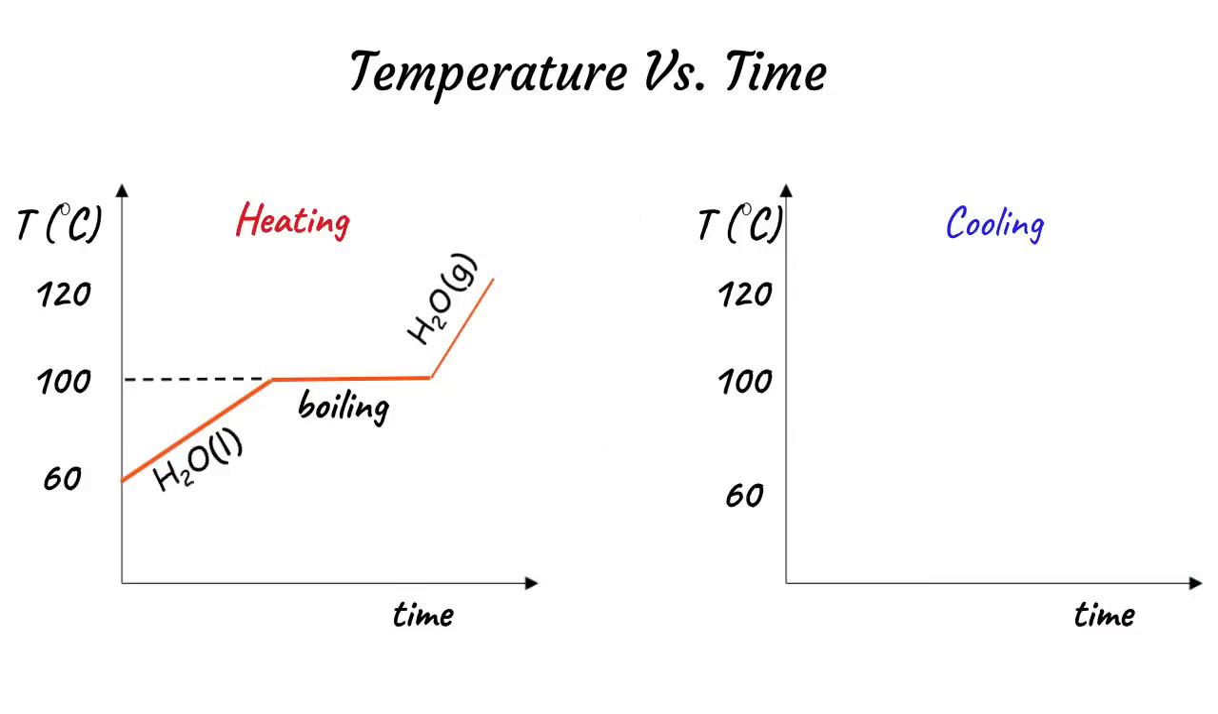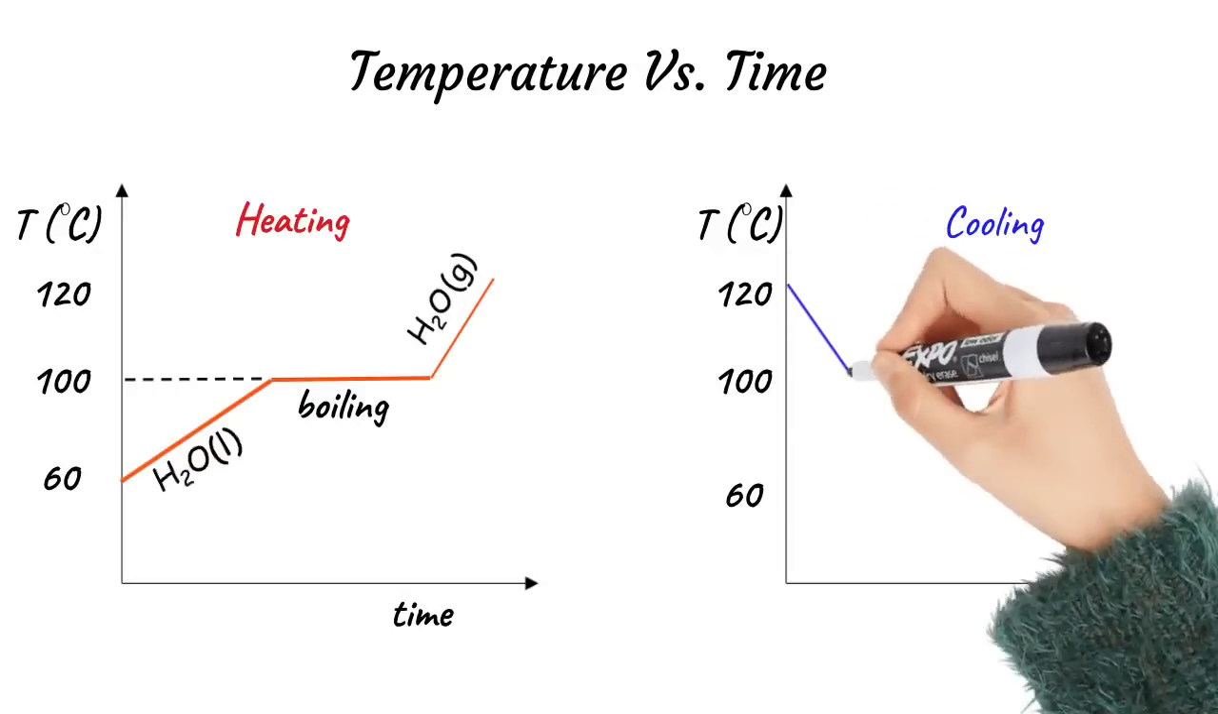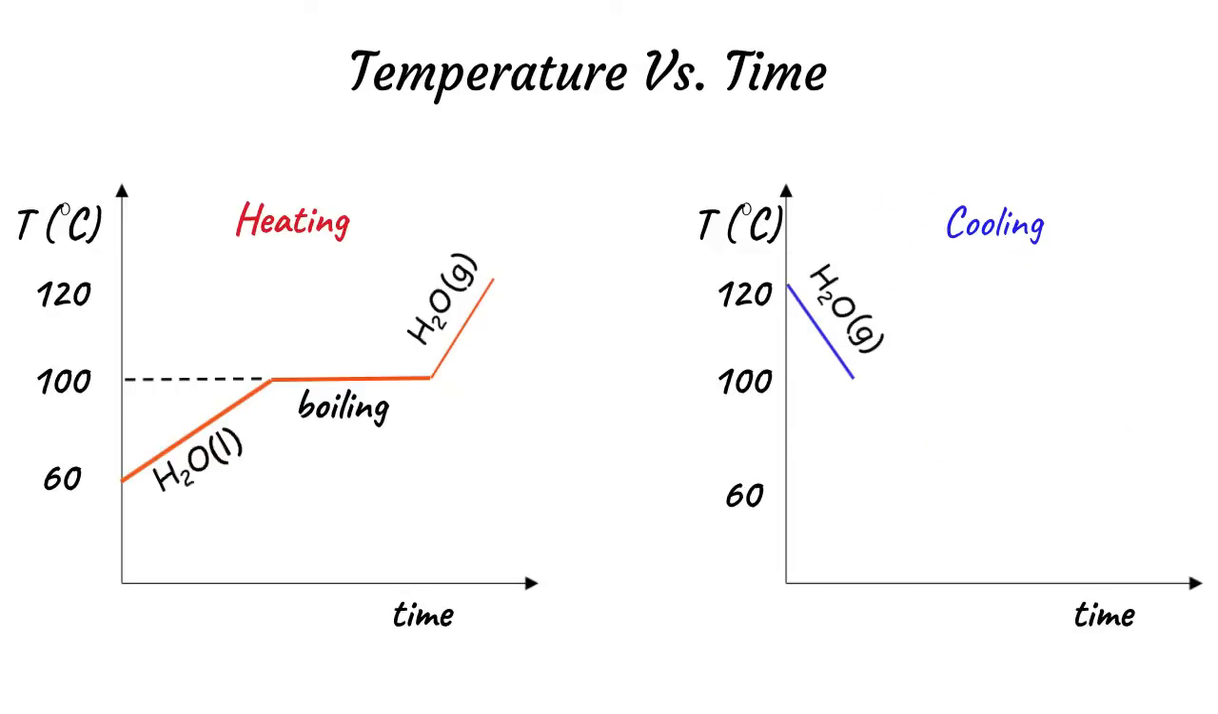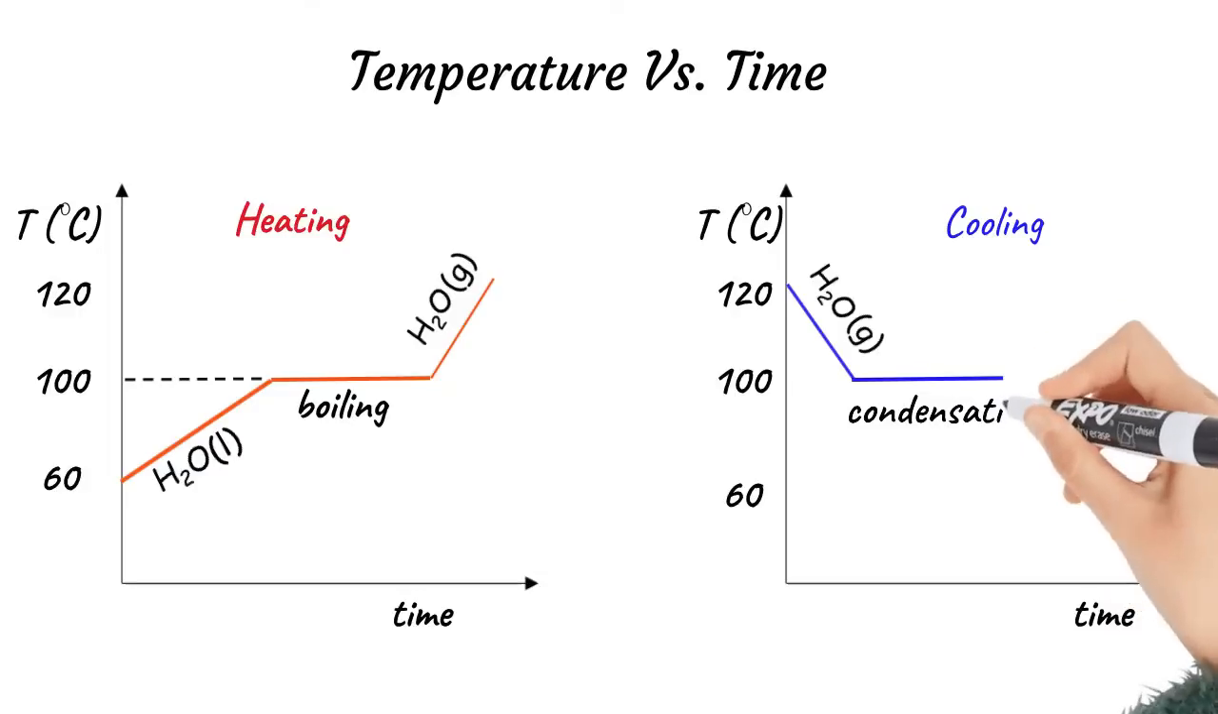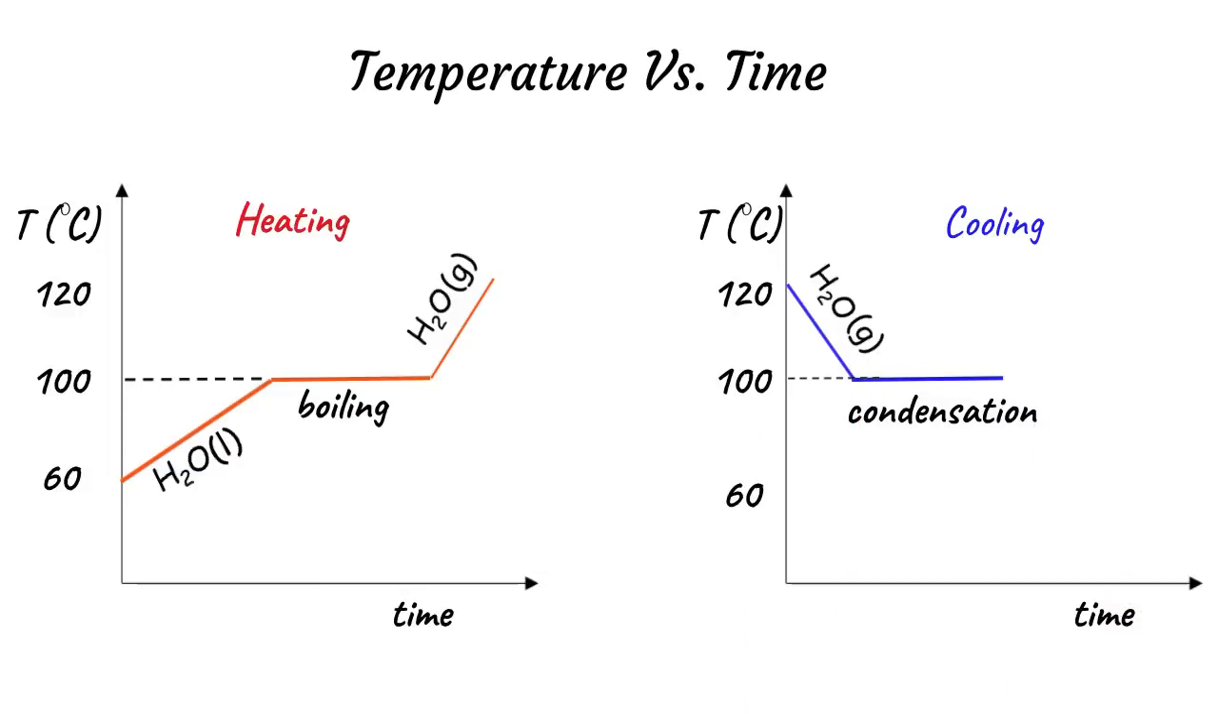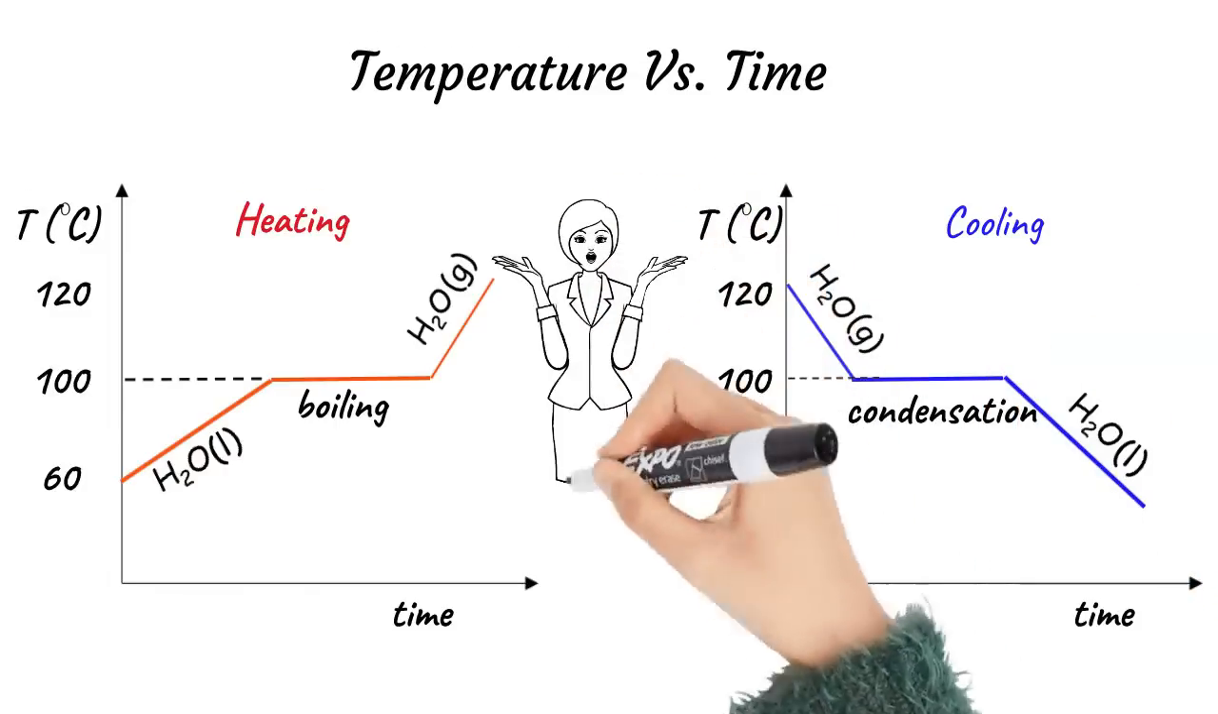Now let's consider the reverse of this process. Cooling a sample of water from 120 to 60 degrees Celsius at 1 atmosphere pressure. Assuming that we cool this sample at a constant rate, if we draw the temperature versus time graph, we can expect the temperature of the liquid water to decrease with time from 120 to 100 degrees Celsius. At 100 degrees Celsius, water vapor condenses to liquid water. In other words, the phase of the water changes from gas to liquid. Again, the temperature remains constant during the phase change. Once all the water vapor is converted to liquid water, the temperature decreases with time until 60 degrees Celsius.